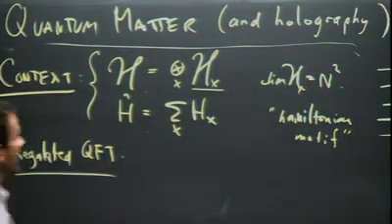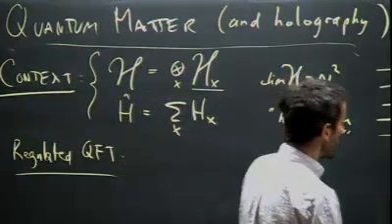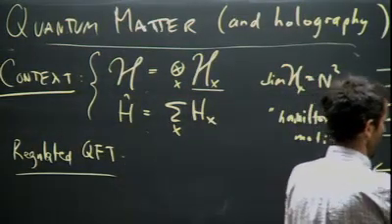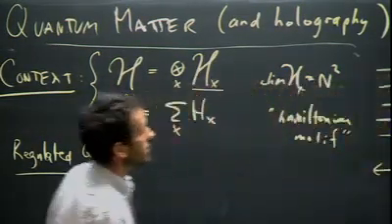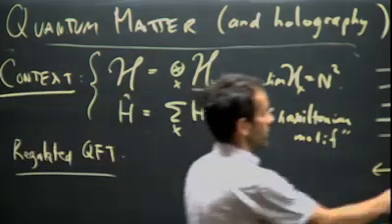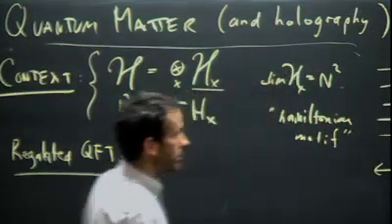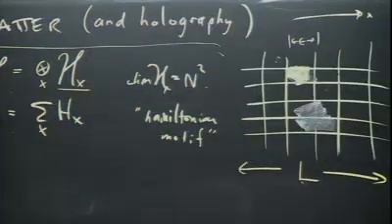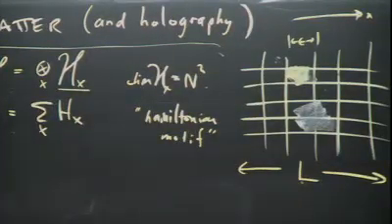But maybe not. We'll see. And I guess it'll also be important that there is an infrared regulator, so that the total number of sites is finite, and the total number of sites is this number over this number to some power, which is the number of dimensions. Okay, so that's the context. And this is very general, of course. It describes most of physics, maybe.